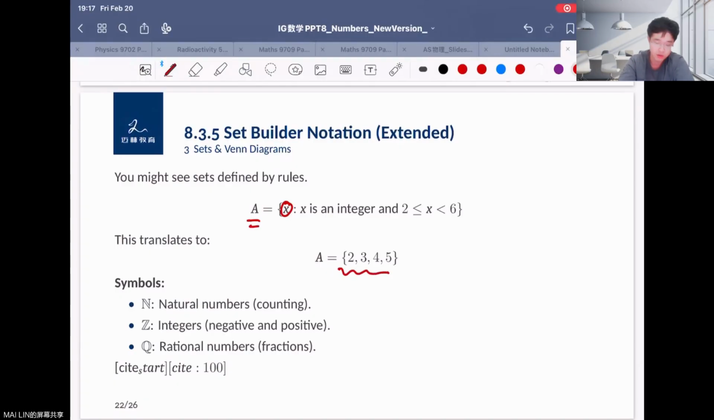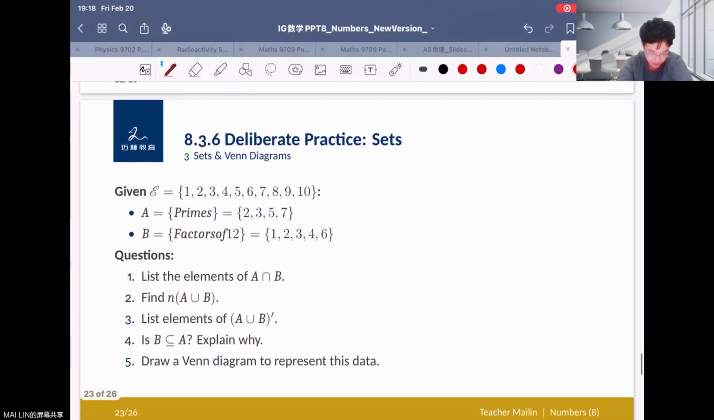So here are also some other symbols, like N means natural numbers. That means you can count the numbers like 0, 1, 2, 3, 4. And Z means integers. Okay, so for integers, we have positive and negative integers. But natural numbers contain 0, 1, 2, 3, 4. You cannot choose negative numbers. Okay. And Q means rational numbers. That means all numbers that can be written as fractions. Okay. So here are some symbols for this.